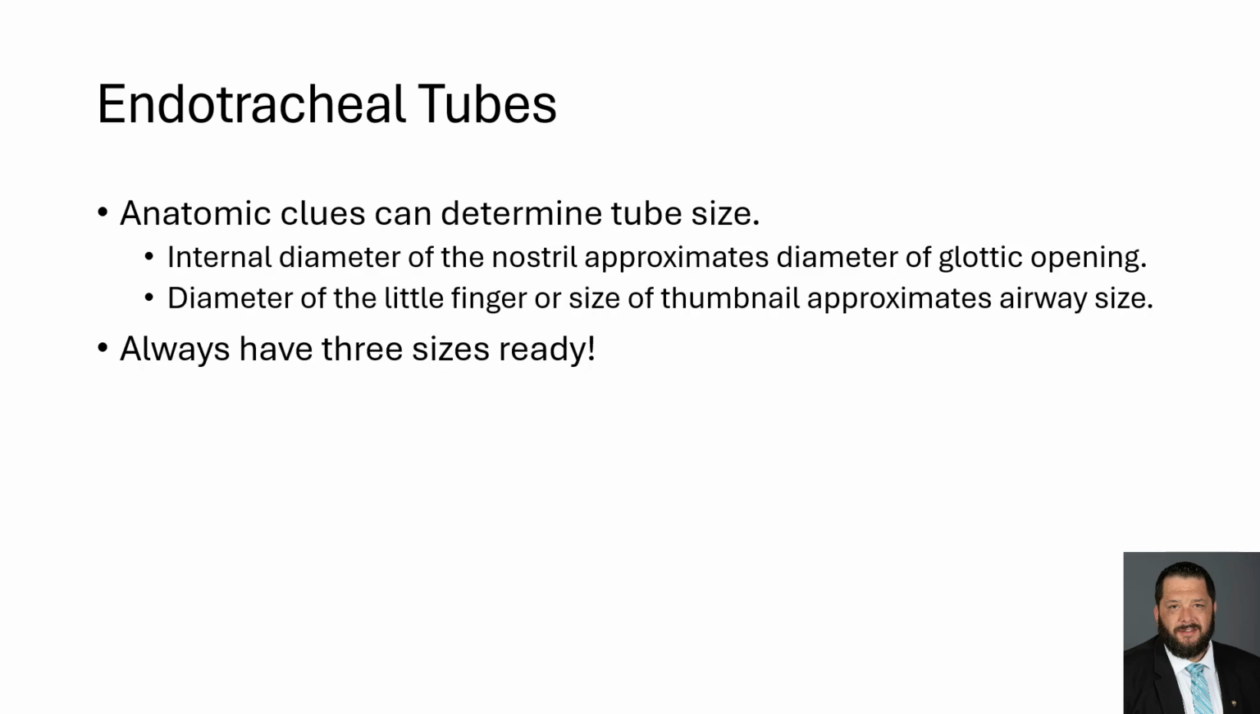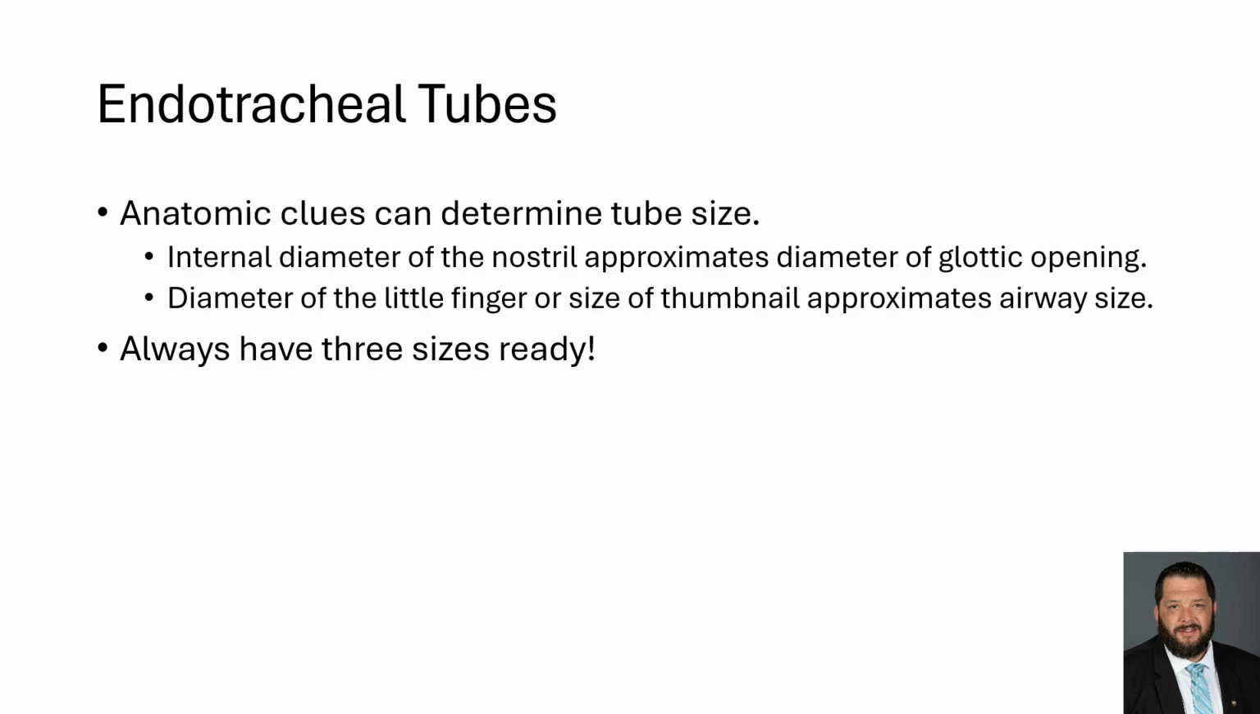You want to use anatomic clues to help determine the size of endotracheal tube that you're going to use. For most male patients, tube sizes between 7.5 and 8.5 millimeters are appropriate. For most female patients, 6.5 to 7.5 are appropriate. A good general rule of thumb is to have a 7 or a 7.5 available for most of your patients. But realistically, if the airway is larger when you go to intubate the patient, you should opt for a larger diameter tube. This is because the smaller tubes provide additional resistance and have less ability to ventilate the patient effectively.